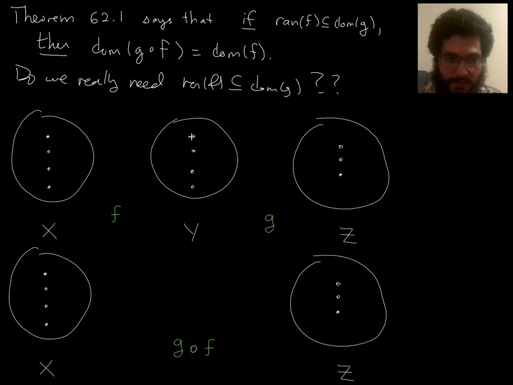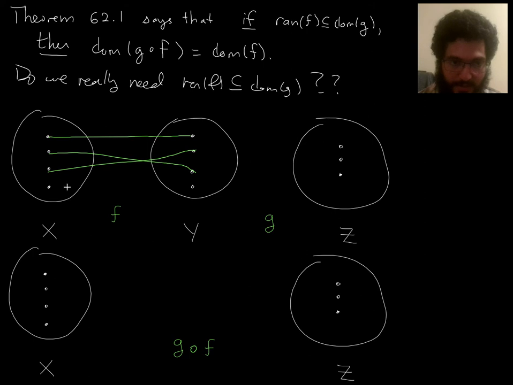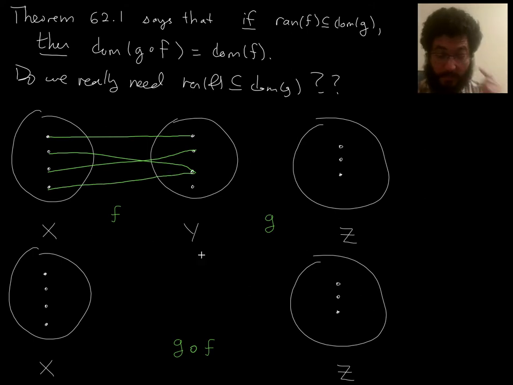So let me arrange it so that, I don't know, let's say the first three dots are in the range of f. So let me do this, this, this, maybe that. So now the range of f consists of these dots, right? And now I'm going to make sure that that's not a subset of the domain of g. So the domain of g is the collection of dots that have a friend on the right side.